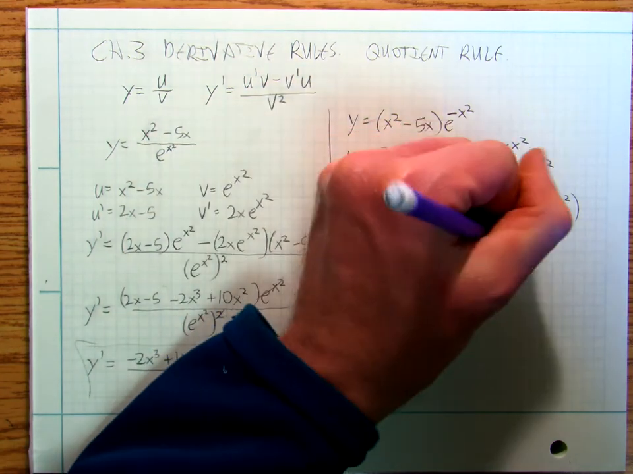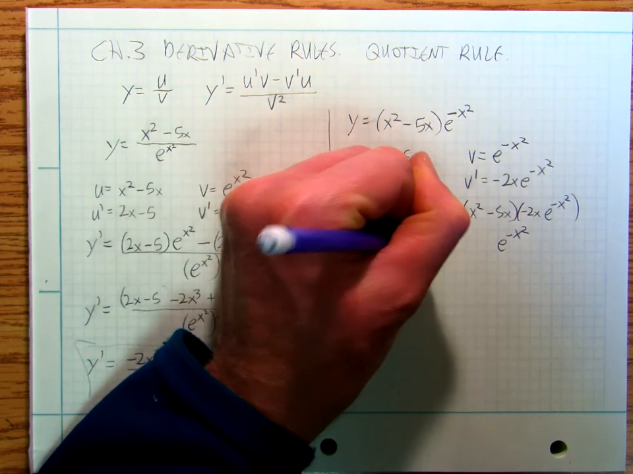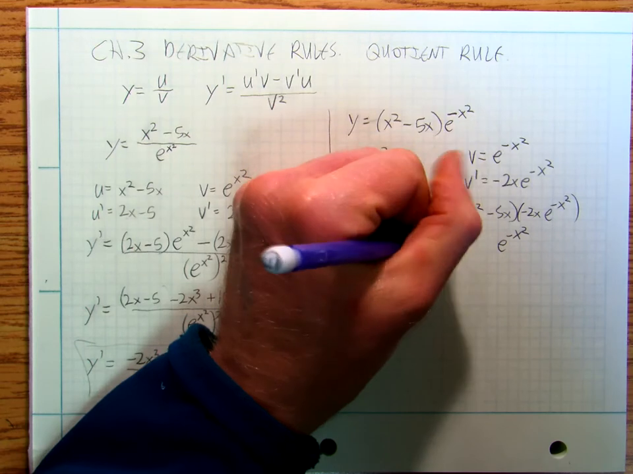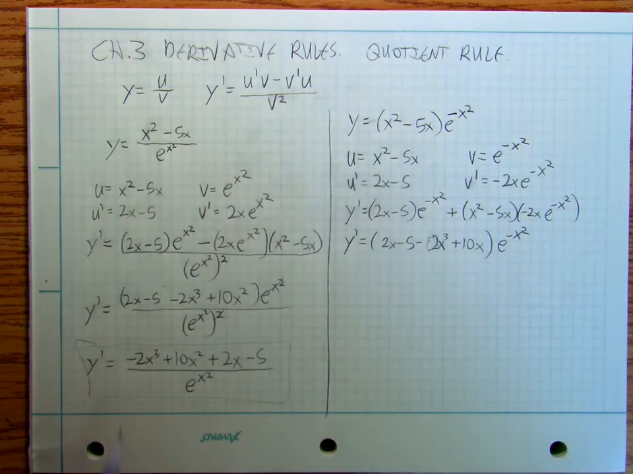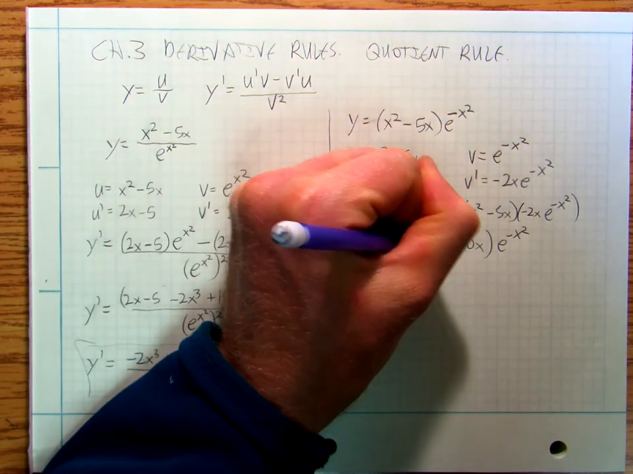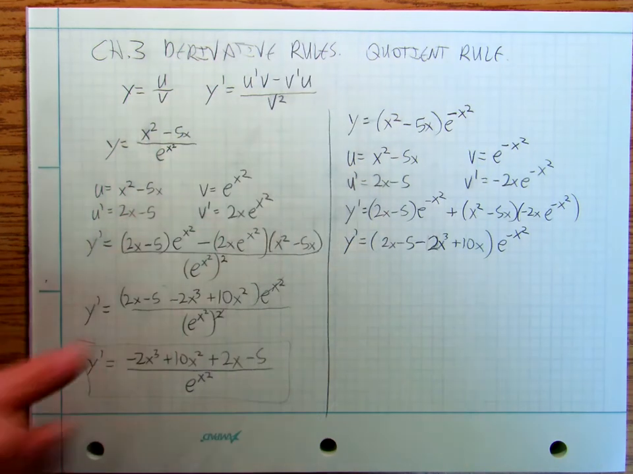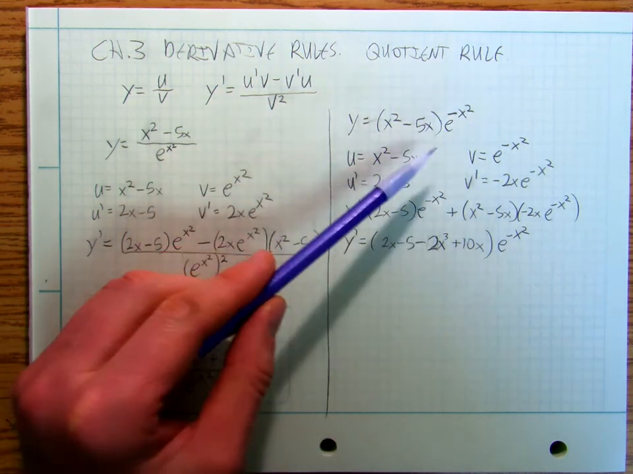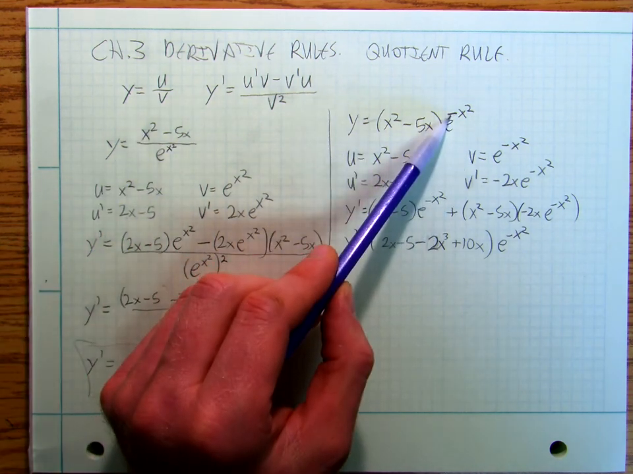Distribute the parentheses, take out the e to the negative x squared, and I'm going to get 2x minus 5 minus 2x cubed plus 10x. And you can see that this and this are the same thing. That was a pretty easy one. But in general, I prefer to rewrite quotient rule type problems as product rule problems by making whatever exponents I've got negative.